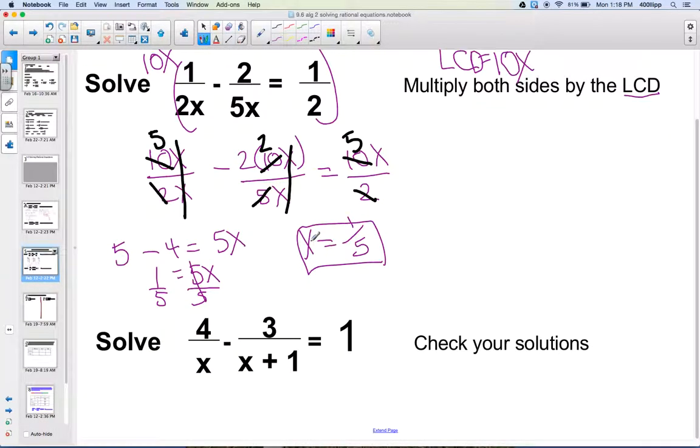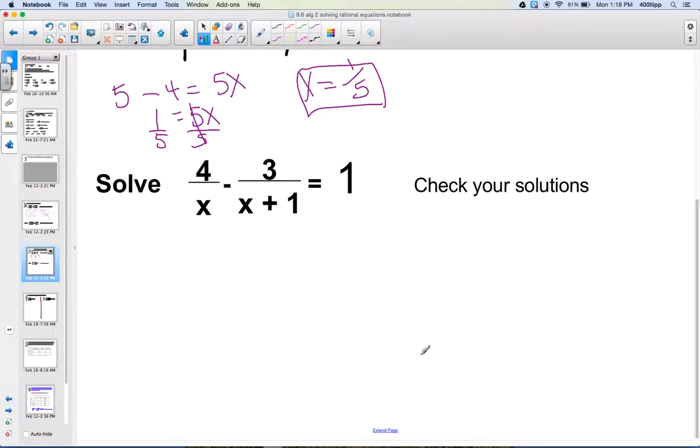Let's try one more of those. So here, our least common denominator, since one is a binomial and one is a monomial, we will just multiply them, x times x plus 1, and that will be our least common denominator.